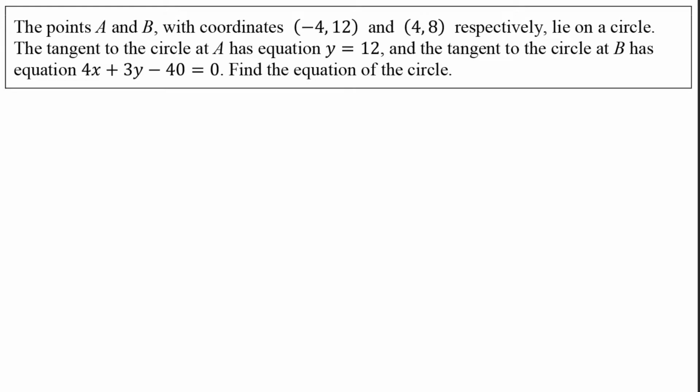In this question, we're working backwards. It tells us that the points A and B with coordinates (-4, 12) and (4, 8) respectively lie on a circle. It also tells us the equation of the tangents to the circle at the points A and B. And we are then asked to find the equation of the circle. Let's illustrate the information we're given.